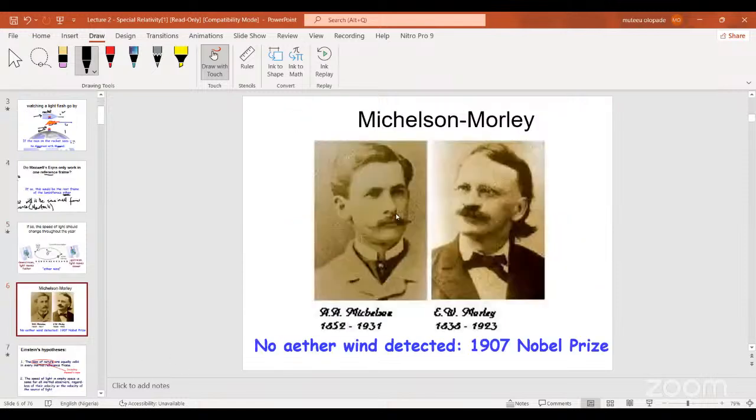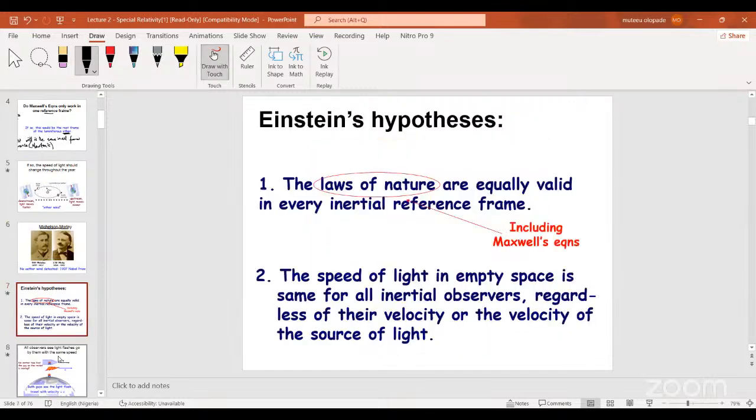But when the Michelson-Morley experiment was performed, it was observed that the existing law could not explain that. So thereafter, we add the Einstein hypothesis. What was the proposition of Einstein? Number one, the laws of nature are equally valid in every inertial reference frame. That was what he proposed.